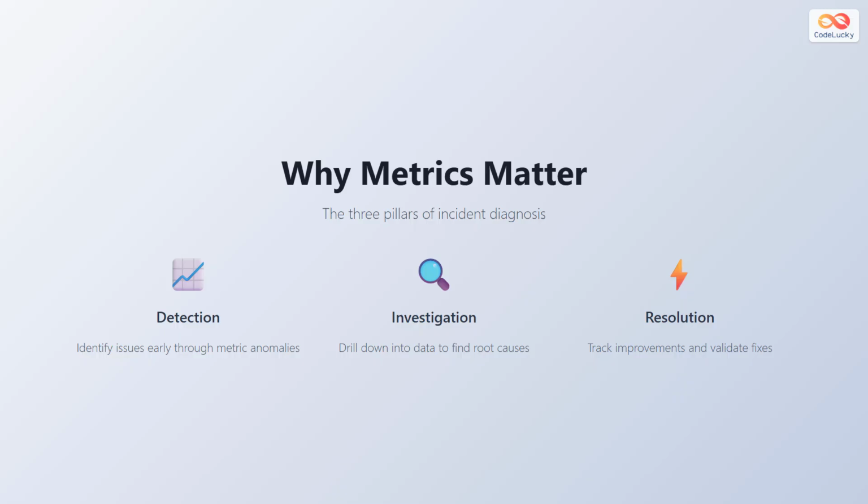Second is investigation. When an incident happens, metrics let us drill down into the data to find the root cause. We can trace problems from the surface down to the actual component that's failing. Third is resolution. Metrics help us track improvements and validate that our fixes actually work. They show us when things return to normal.